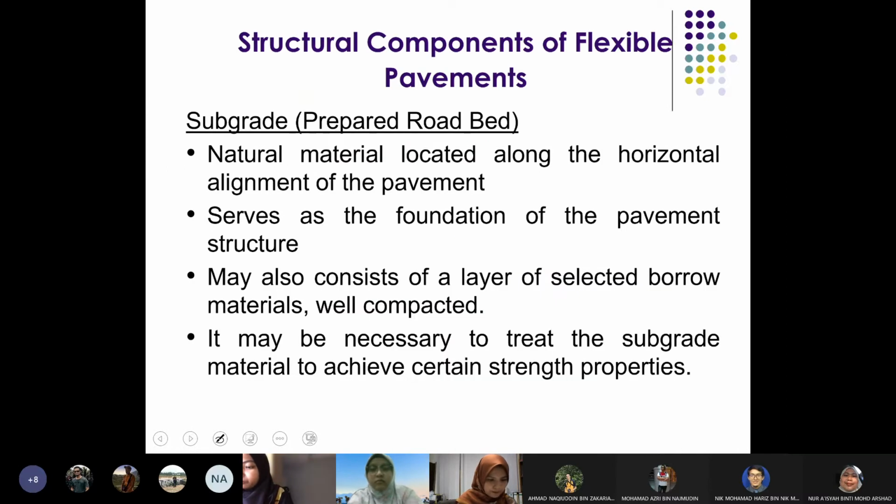Okay. Okay, so this is the subgrade layer, yang paling lowest layer tadi. Right. This is what we call as prepared road bed. It is a natural material along the horizontal alignment of the pavement. It is served as a foundation. So, di permukaan tanah bawah sekali. Right. And also, okay, you need to bear in mind, dia juga boleh, kita boleh pinjam daripada tempat lain.